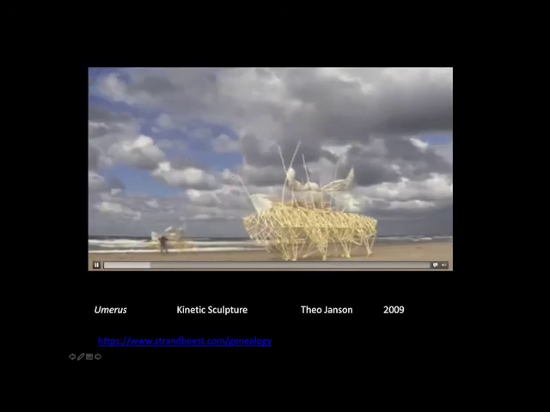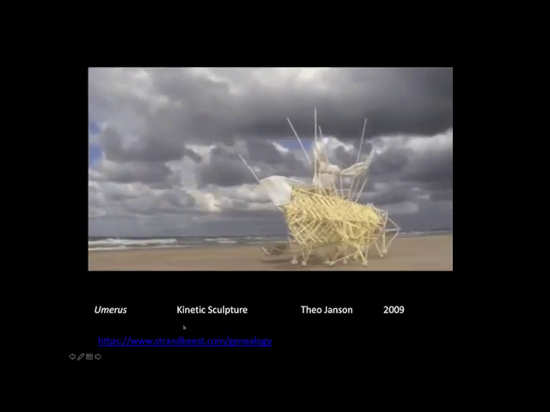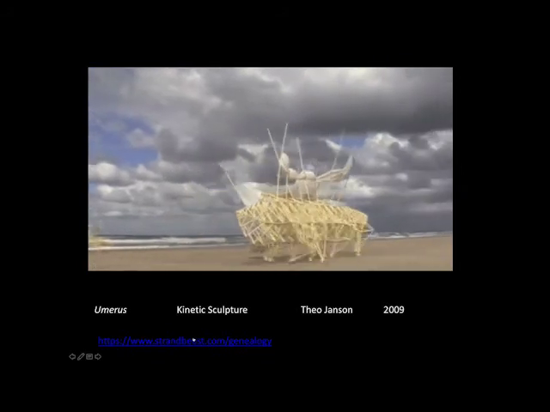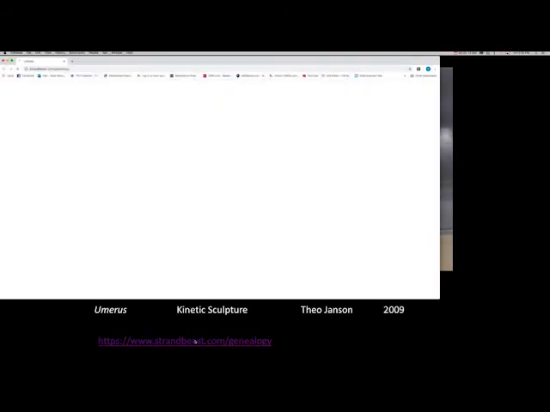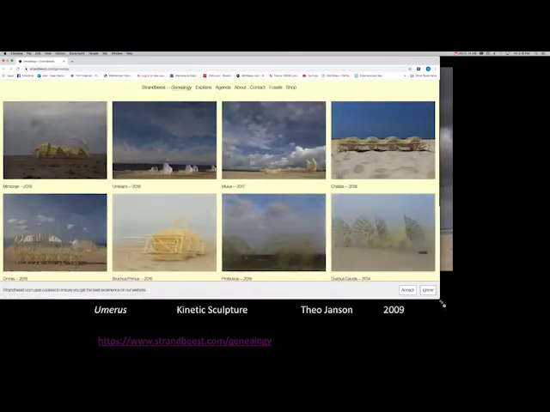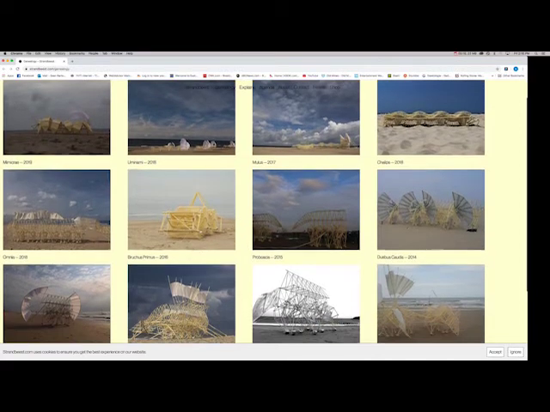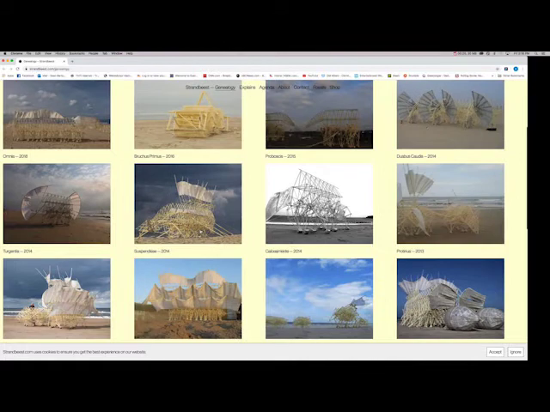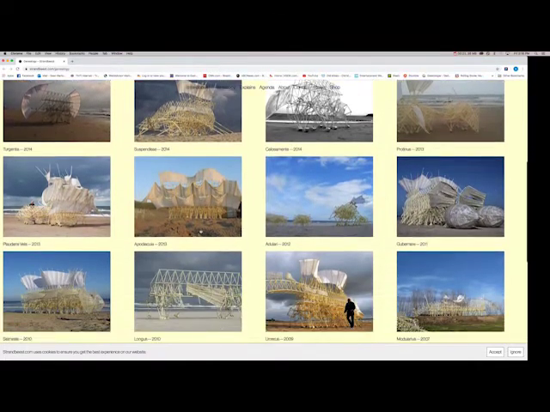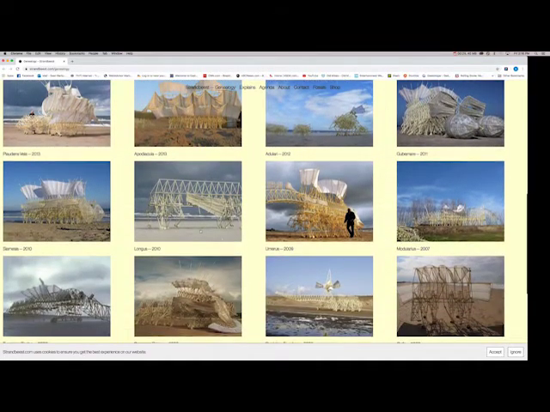Okay, so these strand beasts, now that I've got my mouse back, he creates them. They have basically a crankshaft in them, like a car, that motivates their legs, and when the wind takes them, or they get a little nudge, they take off across the beach.